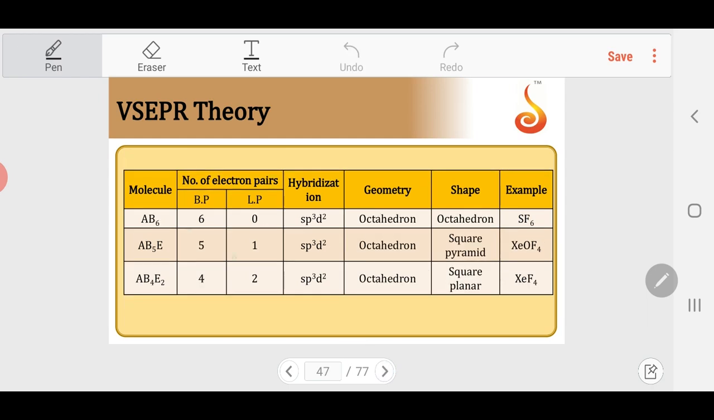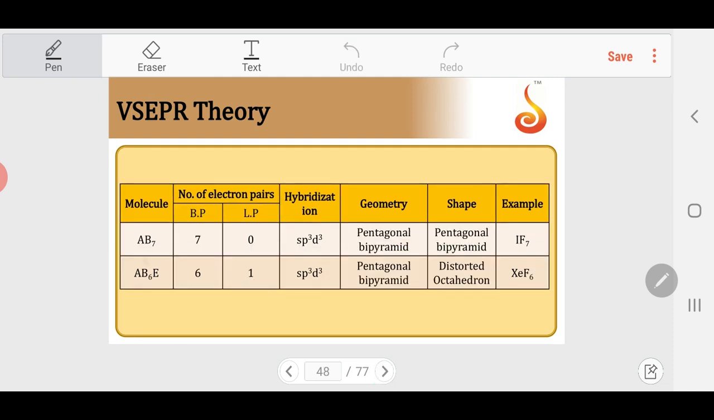If it is AB6, you can have 6 bond pair and 0 lone pair, or 5 and 1, or 4 and 2. In all the 3 cases, sp3d2 is the hybridization, and geometry is octahedron. If there is no lone pair, shape is also octahedron. If there is one lone pair, it becomes square pyramid. If there are 2 lone pairs, it becomes square planar. So examples are SF6 for 0 lone pair, XeOF4 for square pyramidal, and XeF4 for square planar.